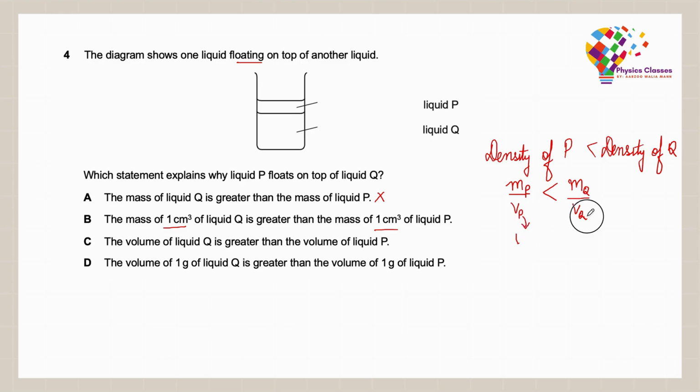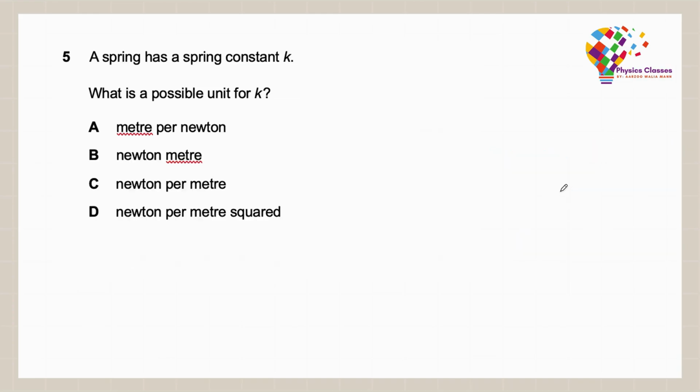The mass of 1 centimeter cube of liquid Q is greater than the mass of 1 centimeter cube of liquid P. So over here, if I take the volume of P and Q as 1 centimeter cube, then definitely I can say that the mass of P is less than the mass of Q, or the mass of Q is greater than the mass of P. So option B is the correct option. If you want, you can look at the other options also, but option B is the only one that fixes the volume as 1 centimeter cube and then relates the masses, and that's the correct way to answer it. So option B is the correct answer.